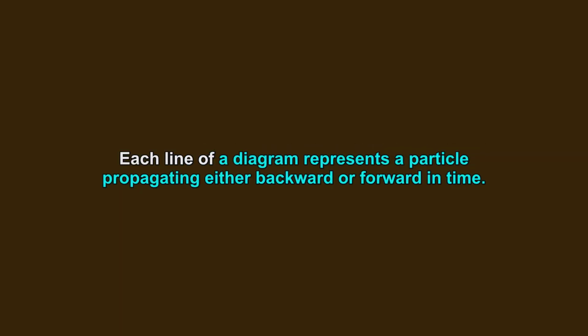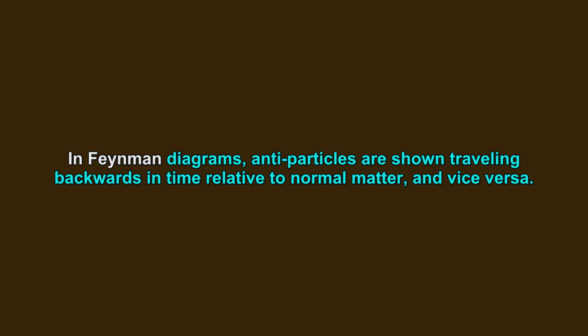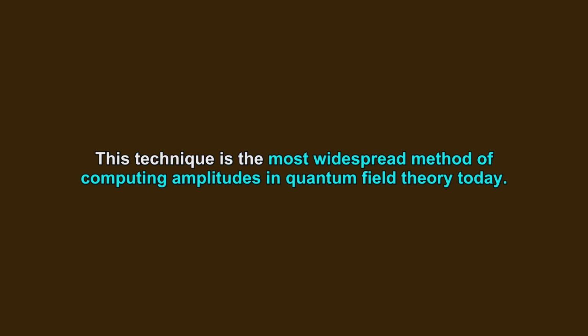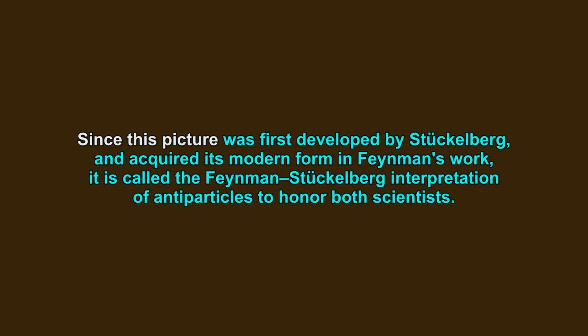Each line of a diagram represents a particle propagating either backward or forward in time. In Feynman diagrams, antiparticles are shown traveling backwards in time relative to normal matter, and vice versa. This technique is the most widespread method of computing amplitudes in quantum field theory today. Since this picture was first developed by Stueckelberg and acquired its modern form in Feynman's work, it is called the Feynman–Stueckelberg interpretation of antiparticles to honor both scientists.